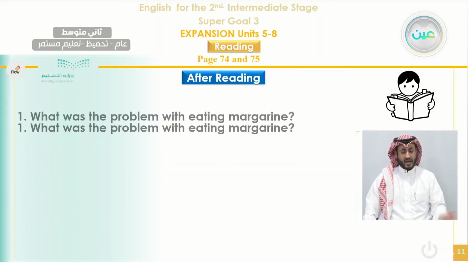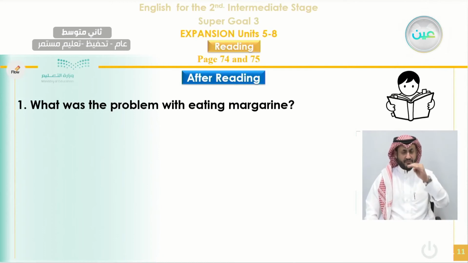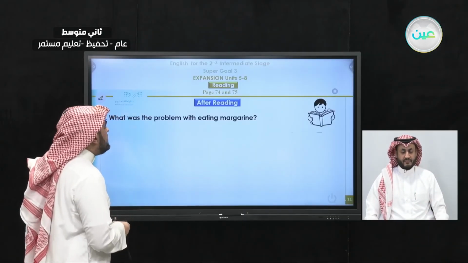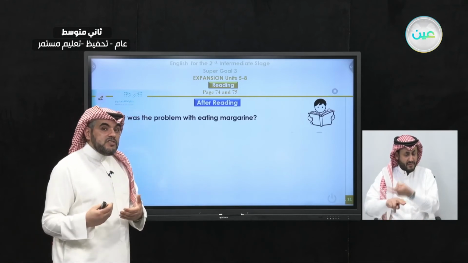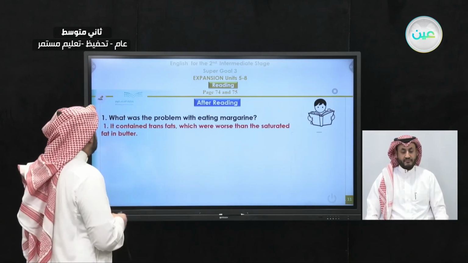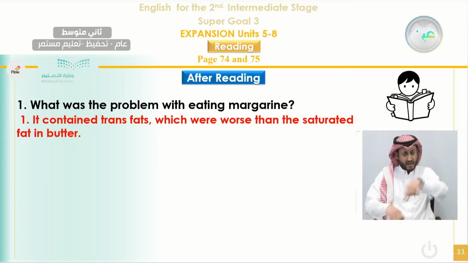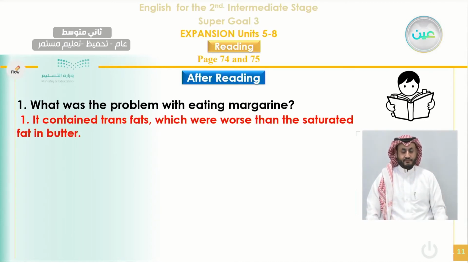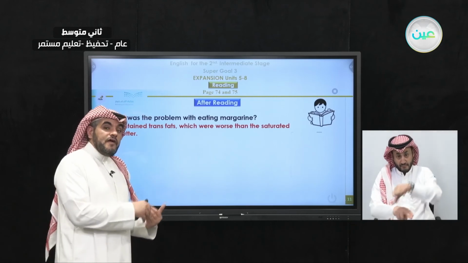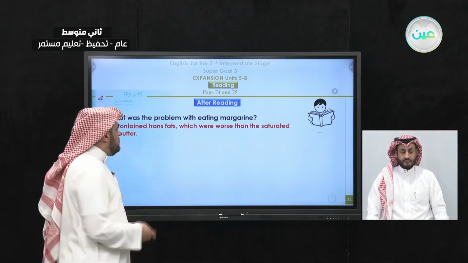Now, after reading, let's answer the questions here to check how much you understand from this reading. What was the problem with eating margarine? We talk about margarine, that is the substitute for butter. What's the problem with that? Let's read the answer. It contained trans fat. And we told you that trans fat is very bad for our health, which was worse than saturated fat in butter. Butter has saturated fat and trans fat, so the margarine here is a substitute.